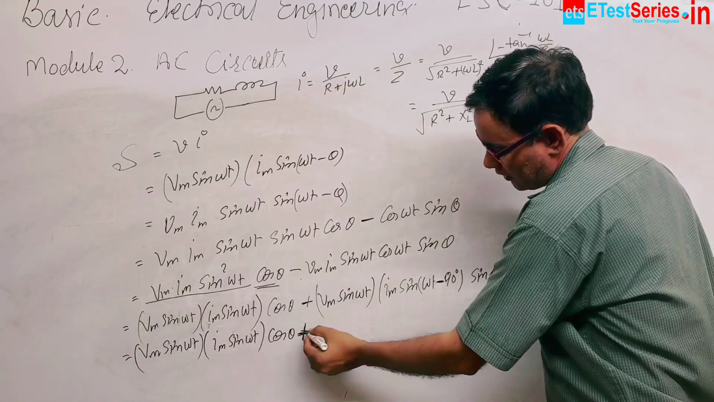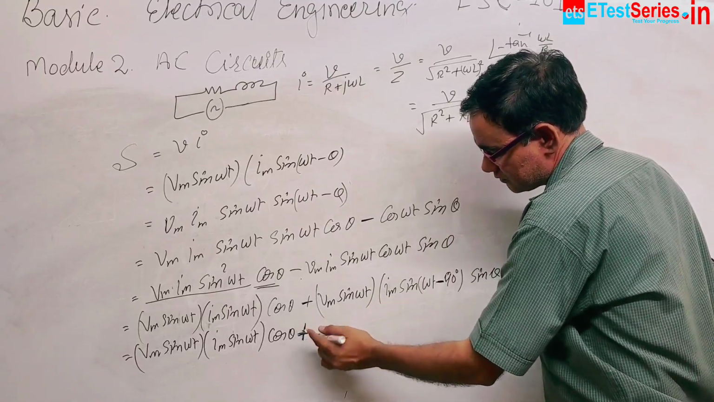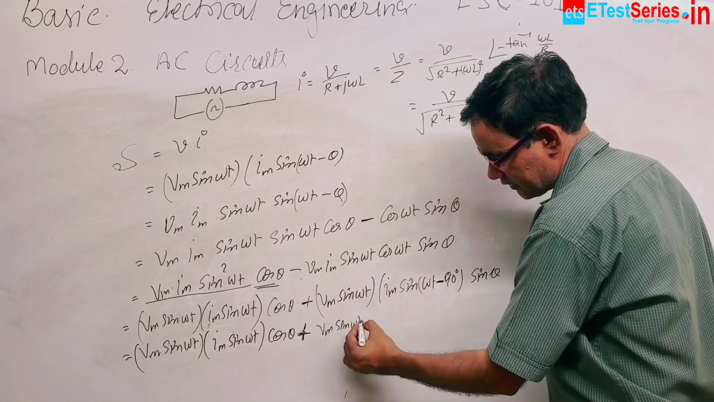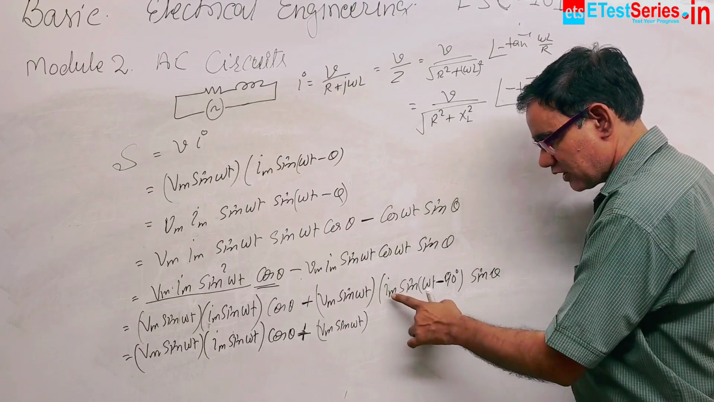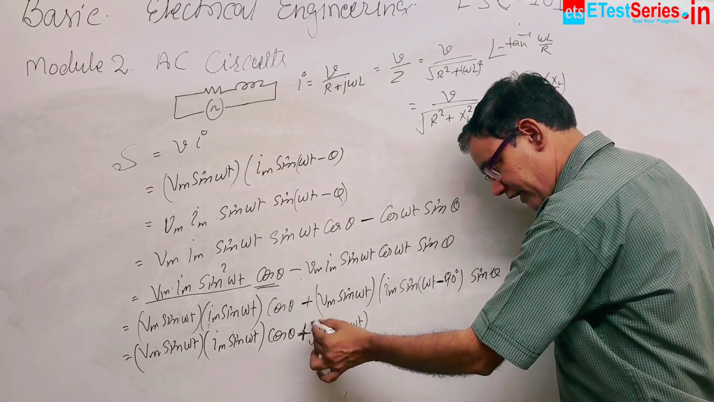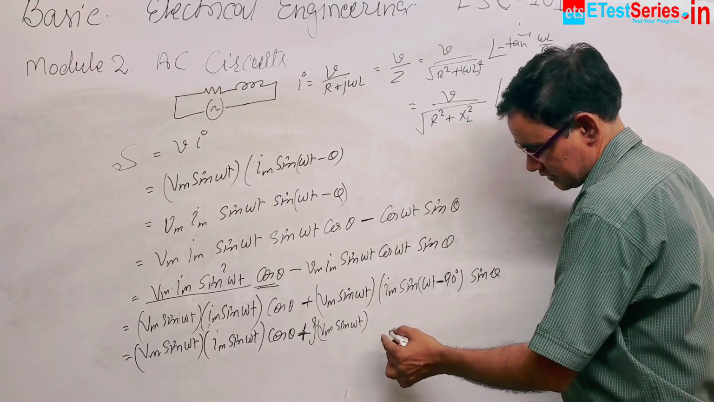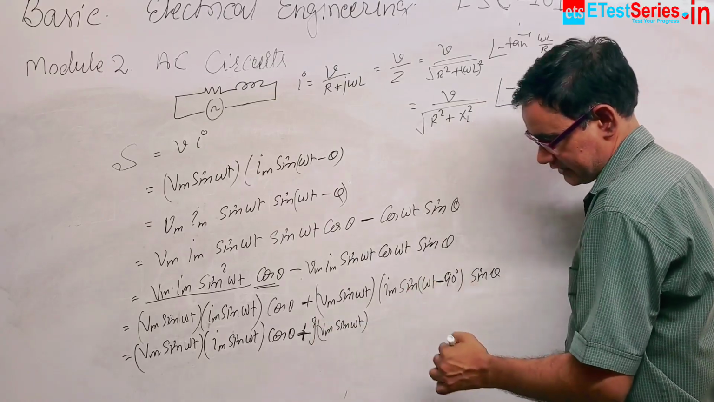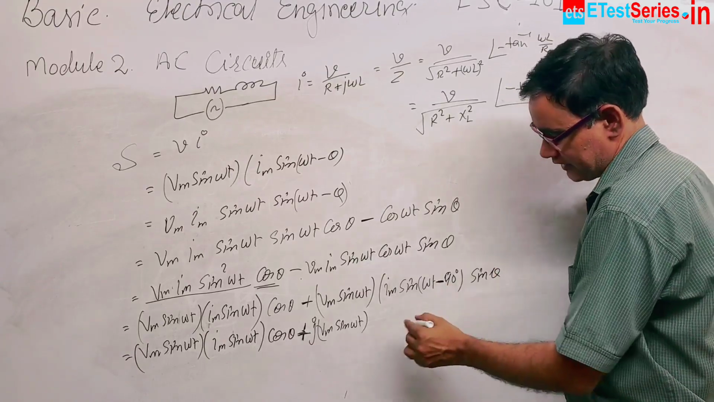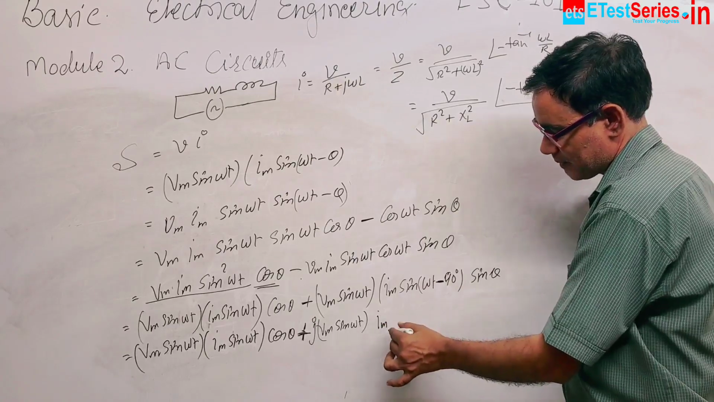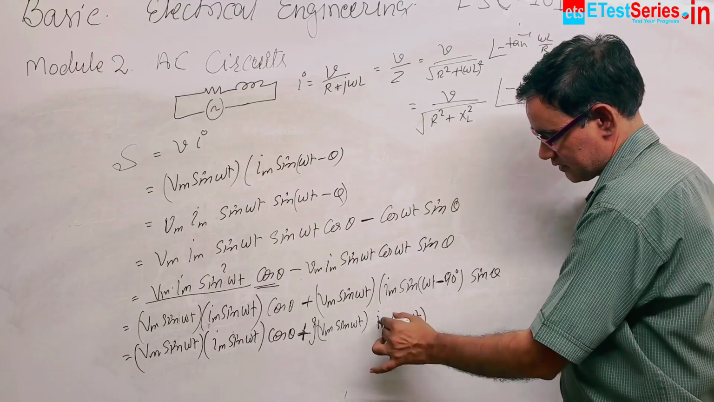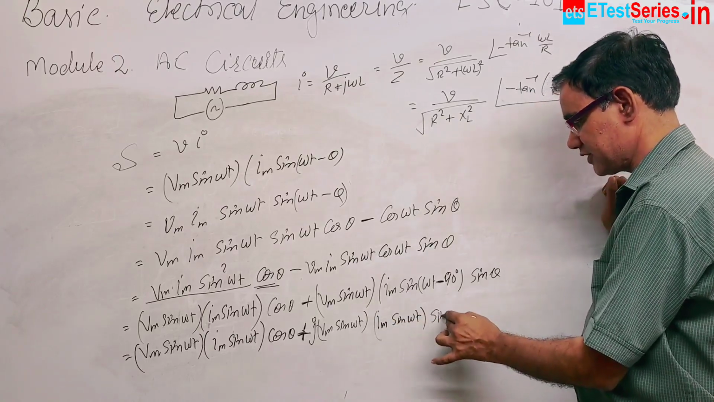So therefore it is Vm sin omega t, Im sin omega t minus 90 degrees is equal to iota. We are taking iota as a common factor. So minus 90 degrees goes out from here. It becomes Im sine of omega t, sine theta.